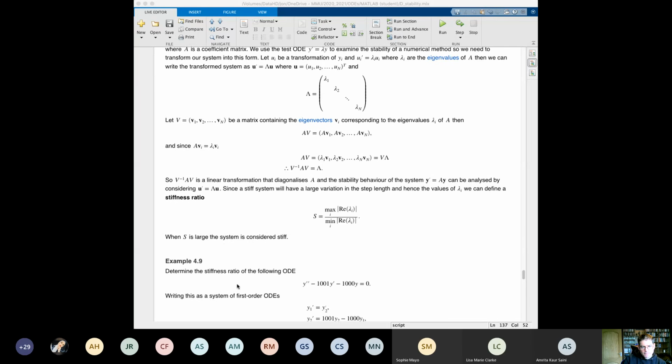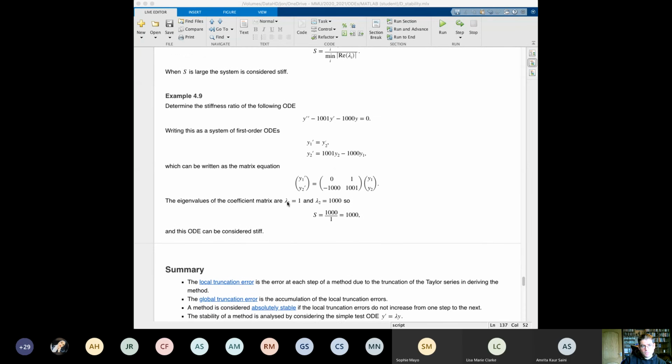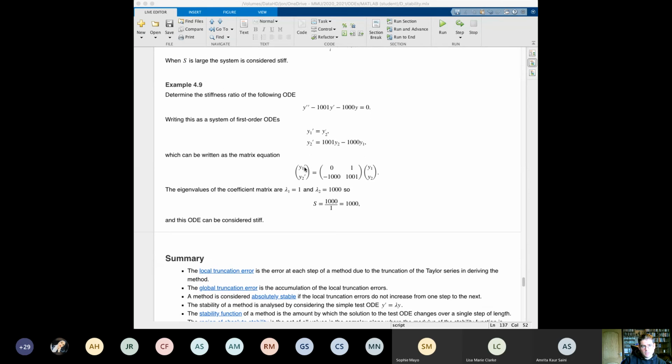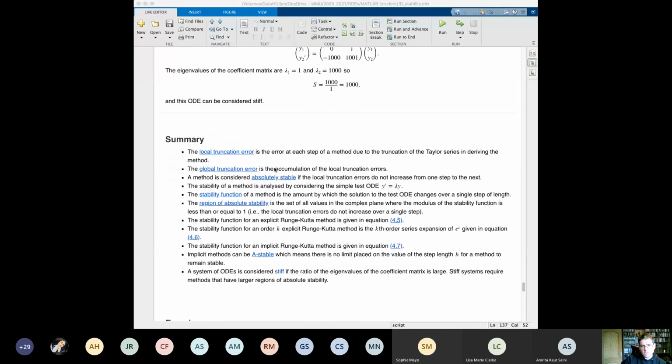So if you look at an example, let's say we wanted to solve this second order ODE. Okay, so we can split it up. We can write it as a matrix equation and calculate its eigenvalues. So in this case, it's 1 and 1,000. So we have a stiffness ratio of 1,000, and that ODE can be considered stiff.